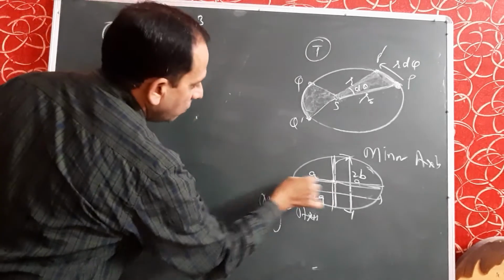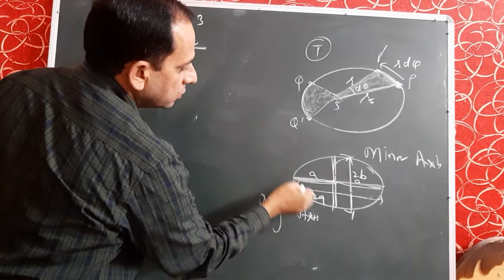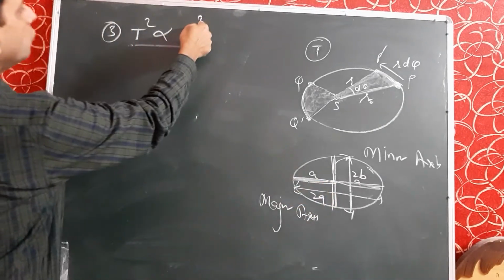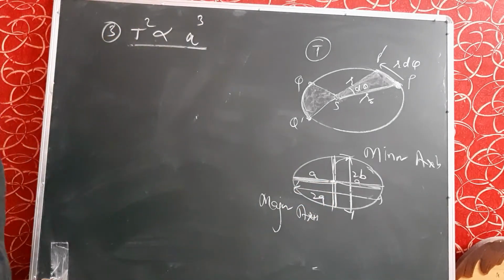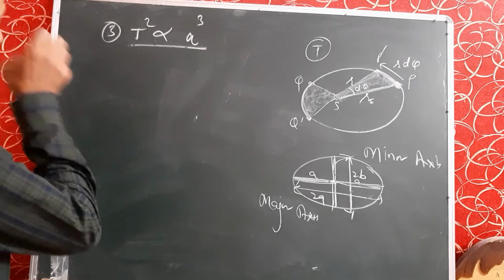A means semi-major axis. Semi means half. So half major axis, cube, and square of T. This is the third law. We will prove this third law by using the concept of force under inverse square law.